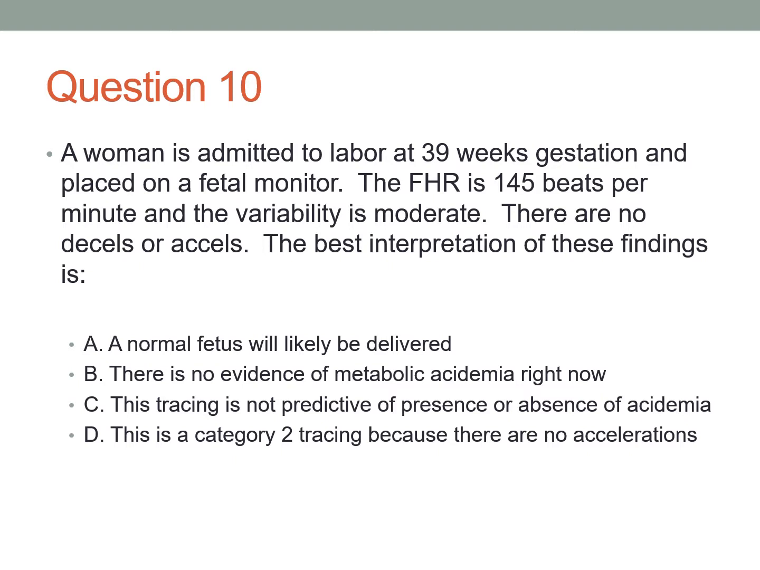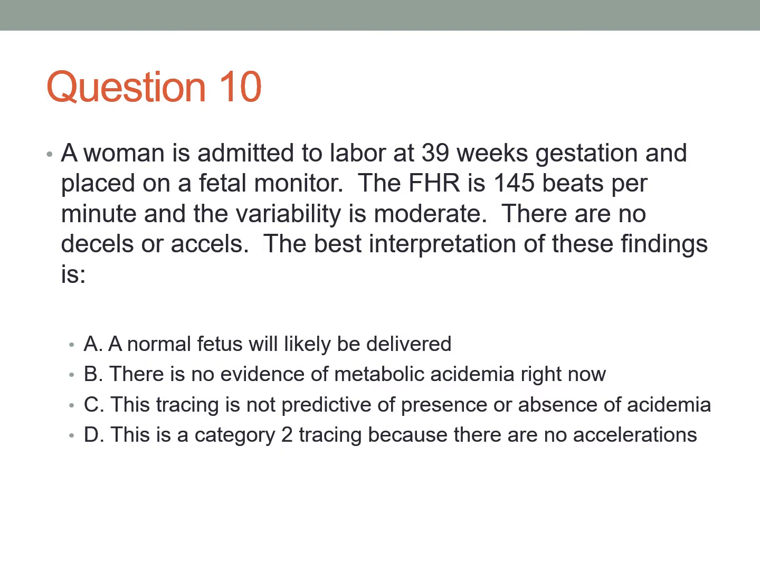Question 10. A woman is admitted to labor at 39 weeks gestation and placed on a fetal monitor. The fetal heart rate is 145 beats per minute and the variability is moderate. There are no decels or accels. The best interpretation of these findings is what? B, there is no evidence of metabolic acidemia right now.